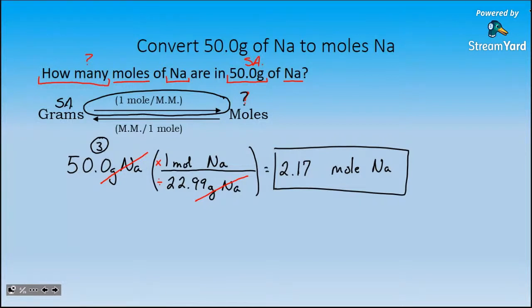This should make sense on just a logical level, because if it takes approximately 23 grams of sodium for 1 mole, and I have 50 grams of sodium, then I should expect an answer that's going to be greater than 1. And that's what I get. If I double 23, then I'm looking at 46. Well, if I start with 50 grams, and it would take 46 grams to get me 2 moles, then it means I should have an answer slightly more than 2. And indeed, we get that 2.17. So our answer makes logical sense as well.